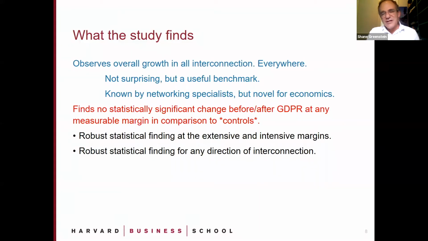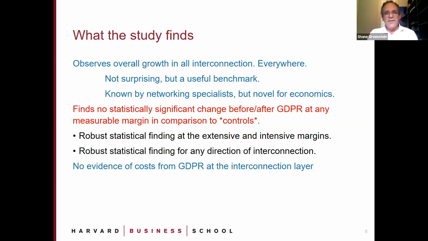The second thing we're going to find is that there's no statistically significant change before and after GDPR at any measurable margin that we can find once we do a comparison against controls. That's going to be true for both extensive and intensive margins, and it's going to be robust to the direction that we look at. In other words, we're not going to see any evidence of GDPR imposing any cost at the interconnection layer.